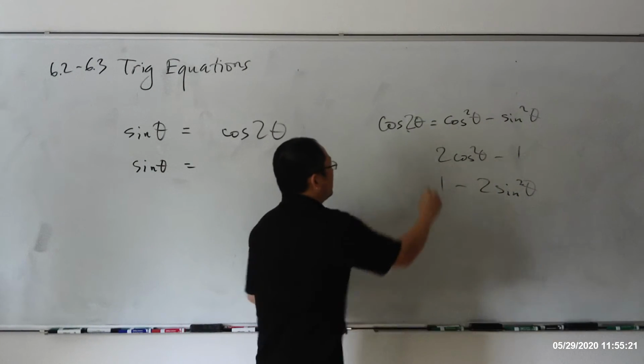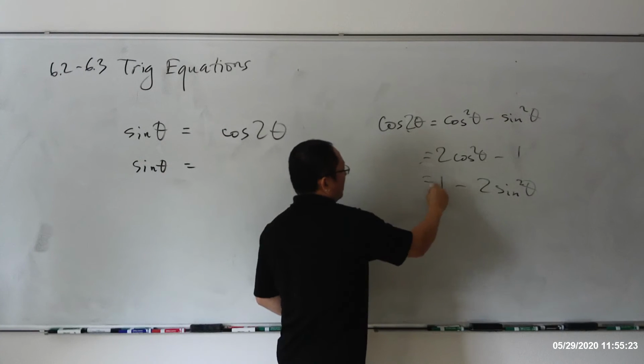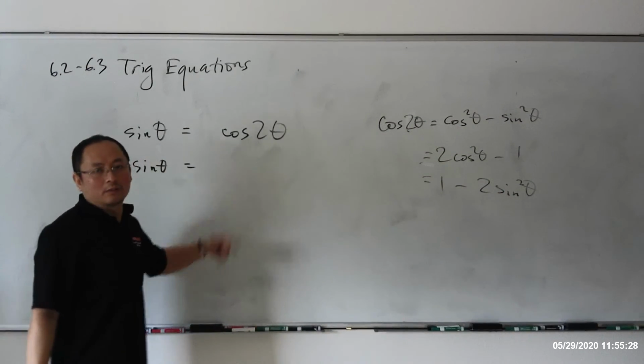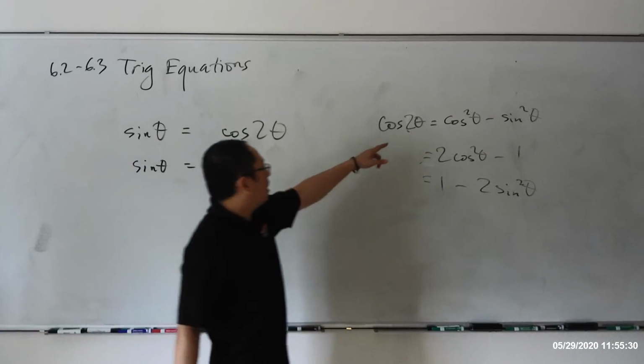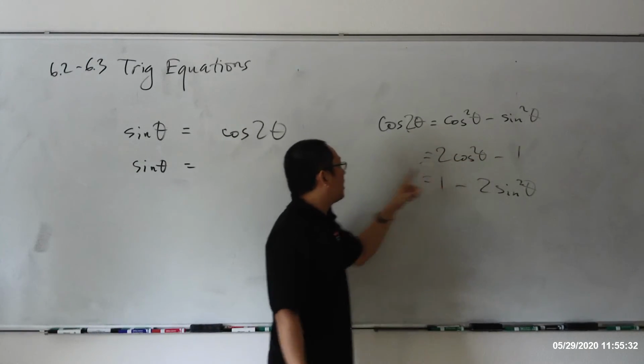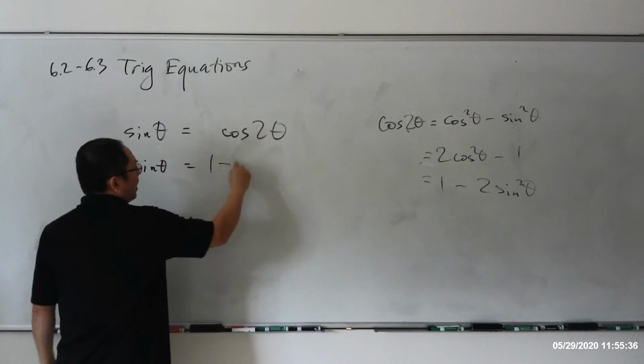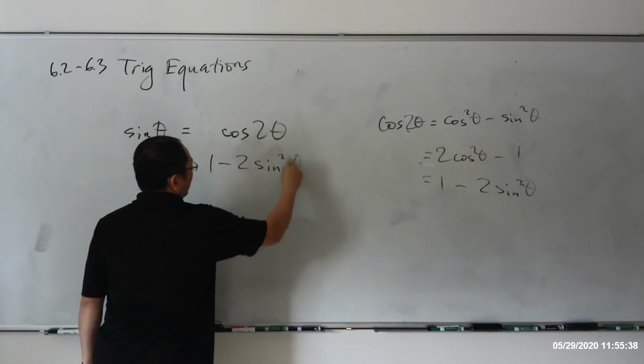Among the 3 equations, I'm going to use the third one. You guys see why? Because I only have sine function in here. If I use the first one, I have sine and cosine. The second one, I have sine on the left and cosine on the right. So the third one will be the best. 1 minus 2 sine square theta.